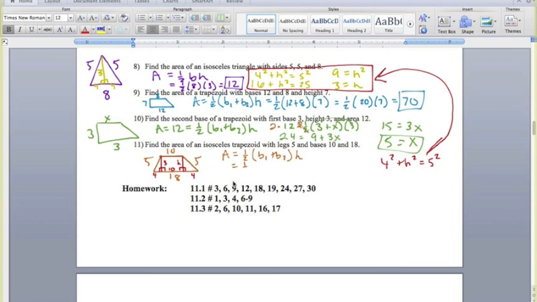So then our area is 1/2 10 plus 18 times 3. Order of operations, we need to do our adding first to make that 28. And then 1/2 times 28 times 3 is 42. Since there were no units in the problem, we don't need it in our answer.